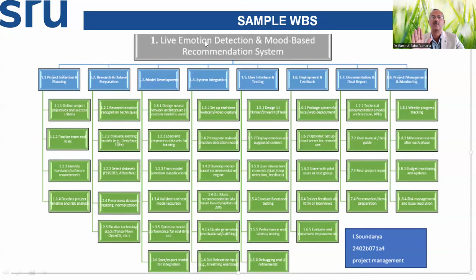Live emotion detection and mood-based recommendation system is the project. Under this, we have divided tasks into 8 tasks. First one is project initiation and planning, which is 1.1. And research and database preparation is 1.2. Model development 1.3, like this. Now, under 1.1, we subdivided further into 1.1.1, 1.1.2, 1.1.3, like this. We clearly understand that 1.1.3 is connected to 1.